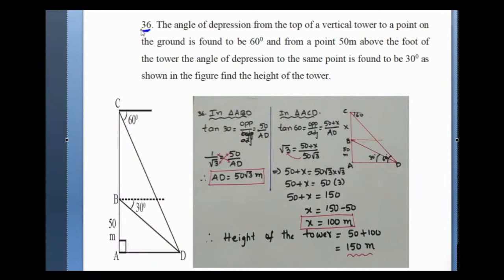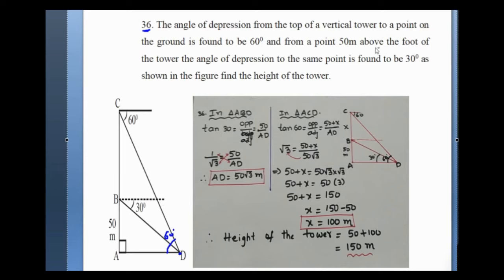36th question is an application of trigonometry question. The angle of depression from the top of a vertical tower to a point on the ground is 60 degrees. So at a point D, AC is the height of the tower. At point D, it is making an angle of 60 degrees. If it is 60, this angle also will become 60, because they are alternate angles.